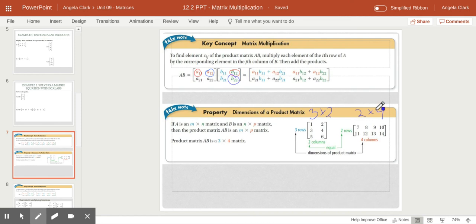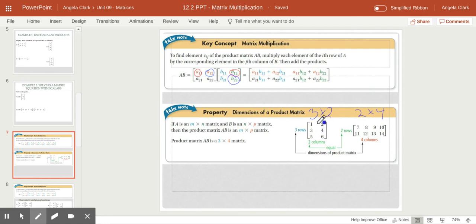So looking at the dimensions of your matrices in the order that you're going to do the multiplying in. So I'm multiplying this matrix by this matrix. The inner dimensions, so the columns of the first one and the rows of the second one, need to match. So the fact that these are both 2s means that I can, in fact, do this multiplication. I can do this matrix times this matrix.